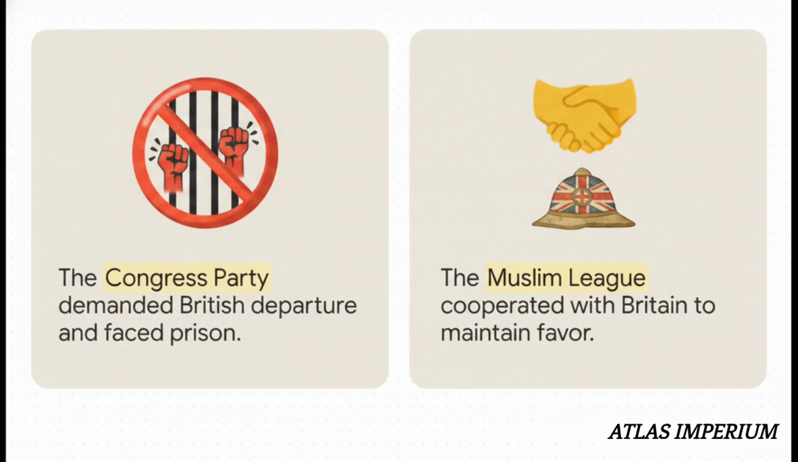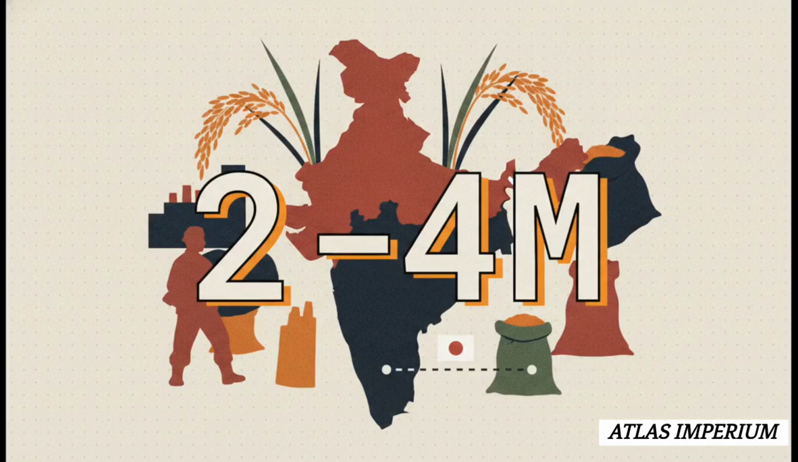Now, what's really interesting about this next shift is how these two factions reacted when World War II erupted. Britain focused all its resources on fighting Nazi Germany, and over 2.5 million Indians would eventually fight globally. But politically, total divergence. The Congress Party demanded the immediate departure of the British and, well, faced prison for it. The Muslim League, on the other hand, strategically chose to cooperate to maintain favor. It's just a profound split in strategy.